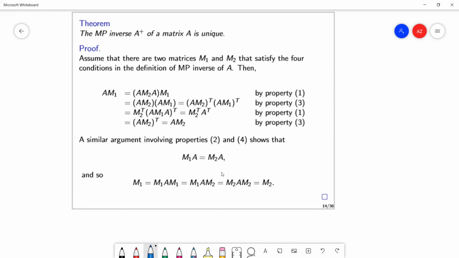So crucially, we need to prove two things, that AM1 is AM2 and M1A is M2A. And to do this, it's just a manipulation of the corresponding properties of the Moore-Penrose inverse. So property 3 is this symmetric condition, which I've told you before is somewhat technical, but it's crucial for the uniqueness. And you can look at these 4 lines by yourself to see that it's really nothing deep.